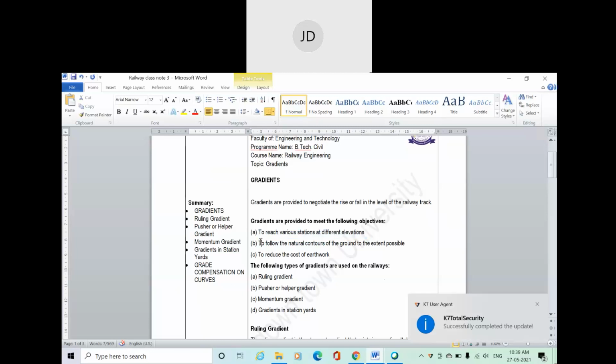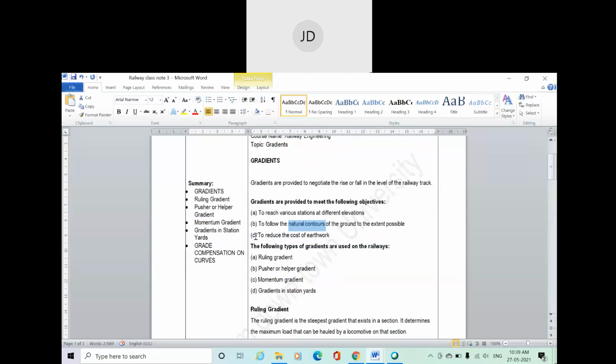So to connect two stations at different elevation, we follow the natural contour of the ground to the extent possible. That means we are not doing any additional cutting of the soil or refilling the soil, no earth filling. We are just using the natural geography of the earth. And by doing this we can also reduce the cost of the earthwork.